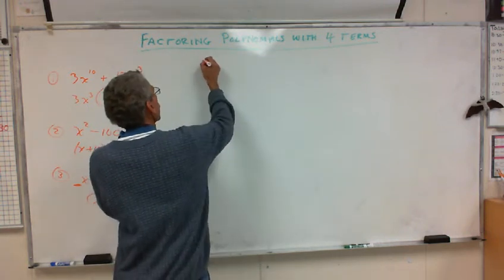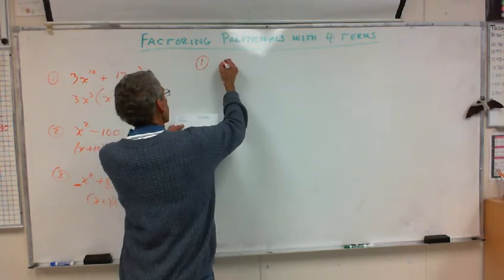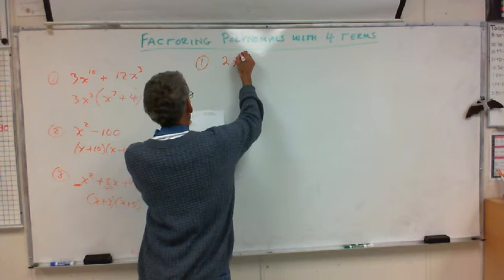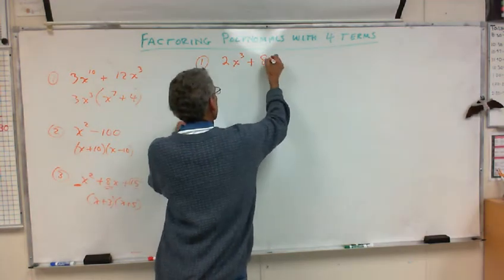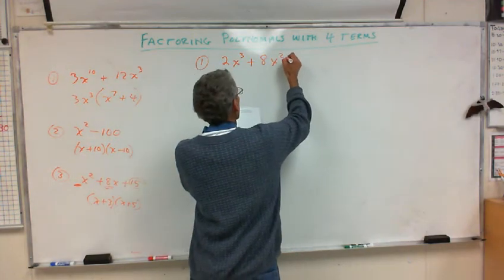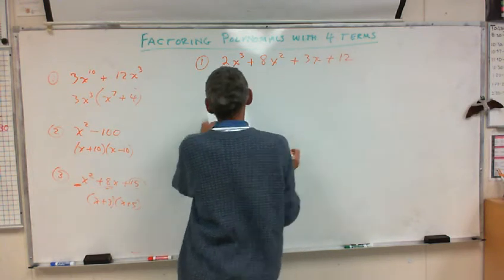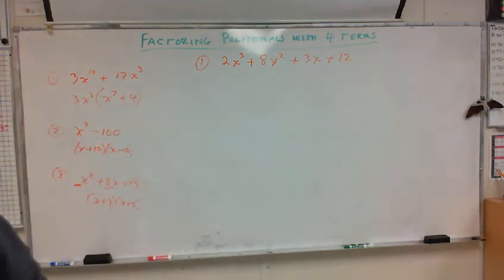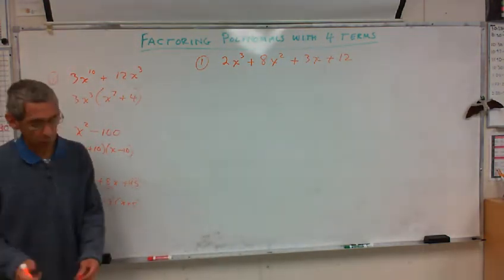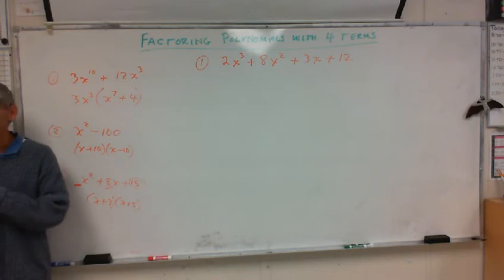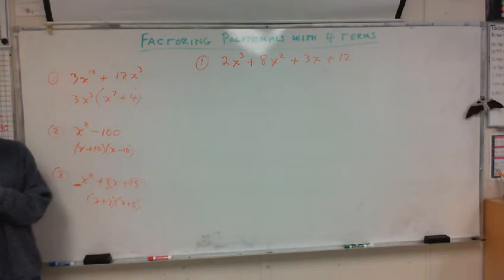So, an example of four terms. We've got 2x cubed plus 8x squared plus 3x plus 12. So I'll let you write it down. This is a four-term polynomial. Gary, is that 8x? Yes.